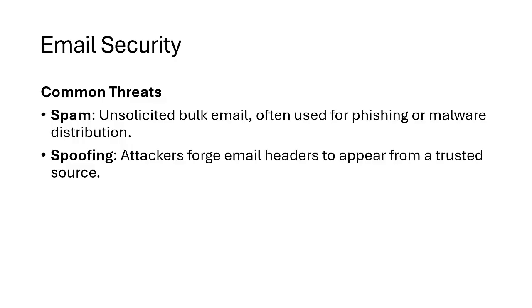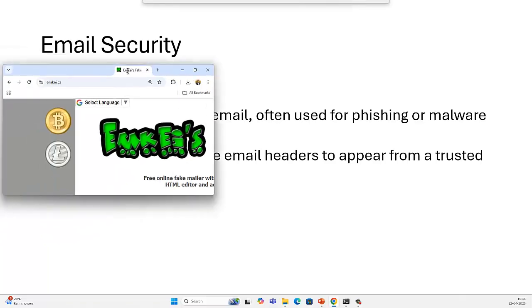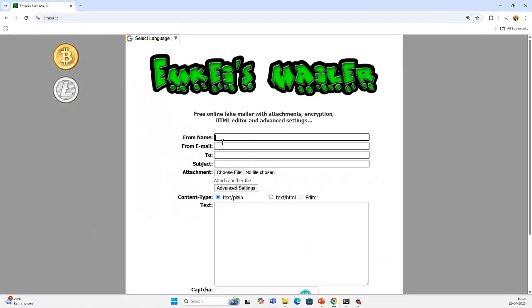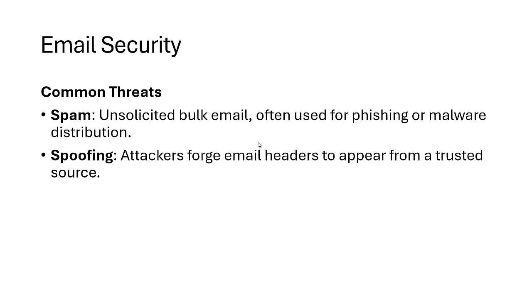Okay, so for example, there is one website called EMKI. As I said, this is only for educational purposes. You can add the name you want to display on the email, the email ID you want to display, and the subject. So when I send an email, the person will receive it with the subject, and the display name will be the one you want to spoof. That is called spoofing.